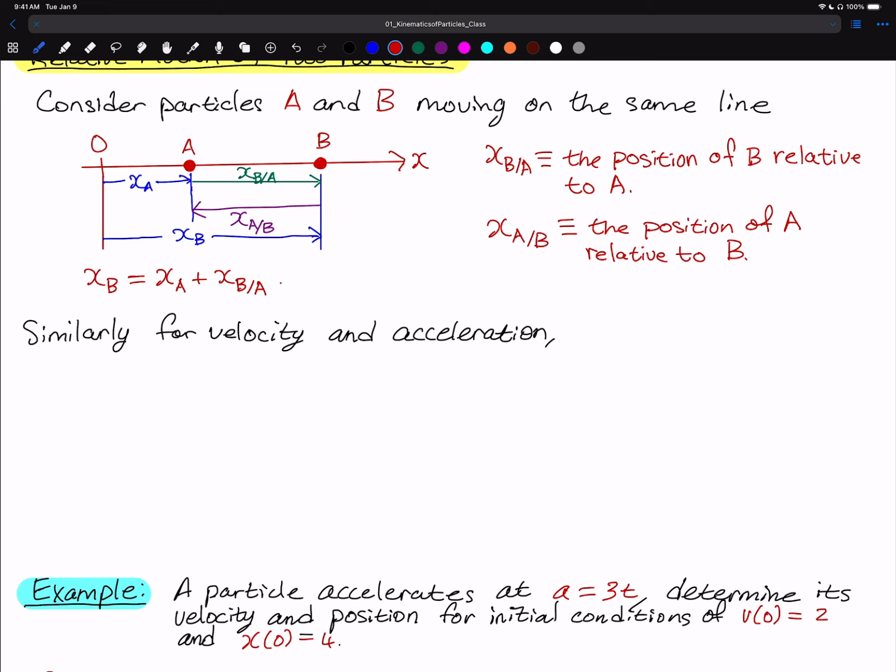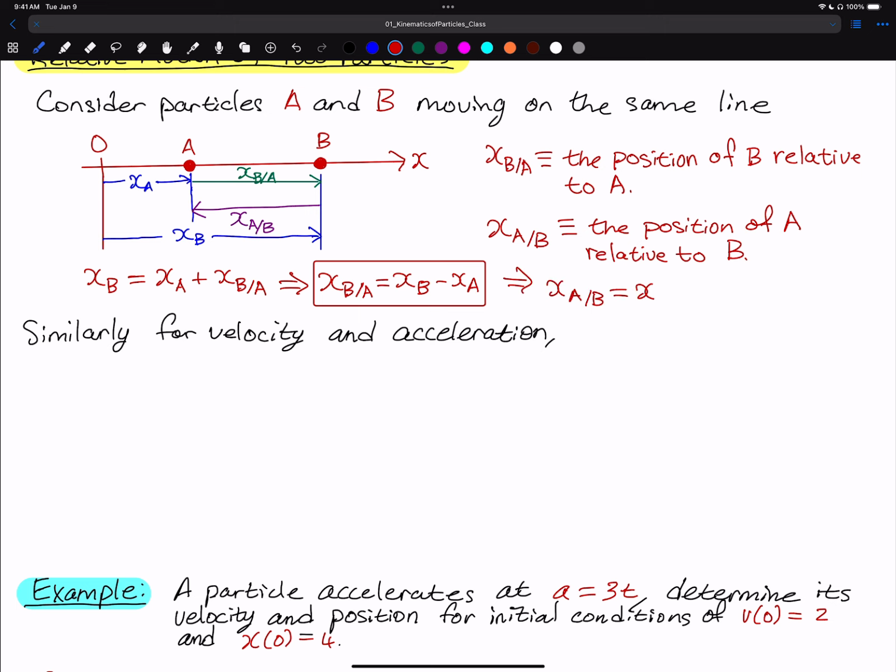From there, we can solve for xB/A, and this is equal to xB minus xA. And likewise, we can do the same for xA/B. xA/B will be equal to xA minus xB.